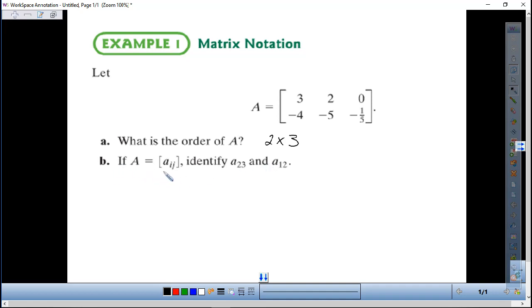All right, if A equals the elements a sub ij, identify a sub 2,3 and a sub 1,2. Now remember, this is the element that is in the second row, third column. Second row, third column is -1/5. This one's in the first row, second column, so that's going to be 2. Remember, across are rows, and up and down are columns.